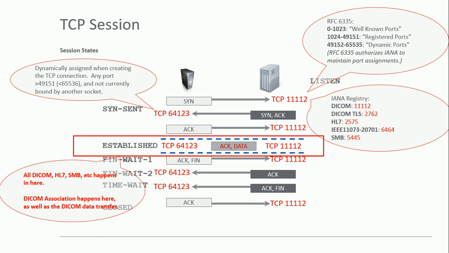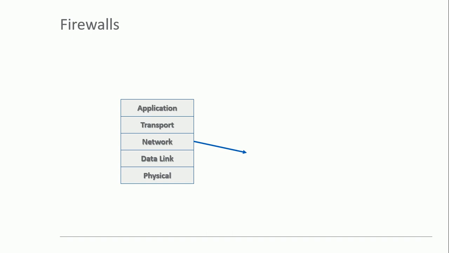But once that connection is established, then we move into DICOM, or HL7, or whatever standard we're talking about. And when we're done with DICOM or HL7, we proceed with the teardown. That's going to happen at the TCP/IP level. So let's just talk about firewalls very briefly.